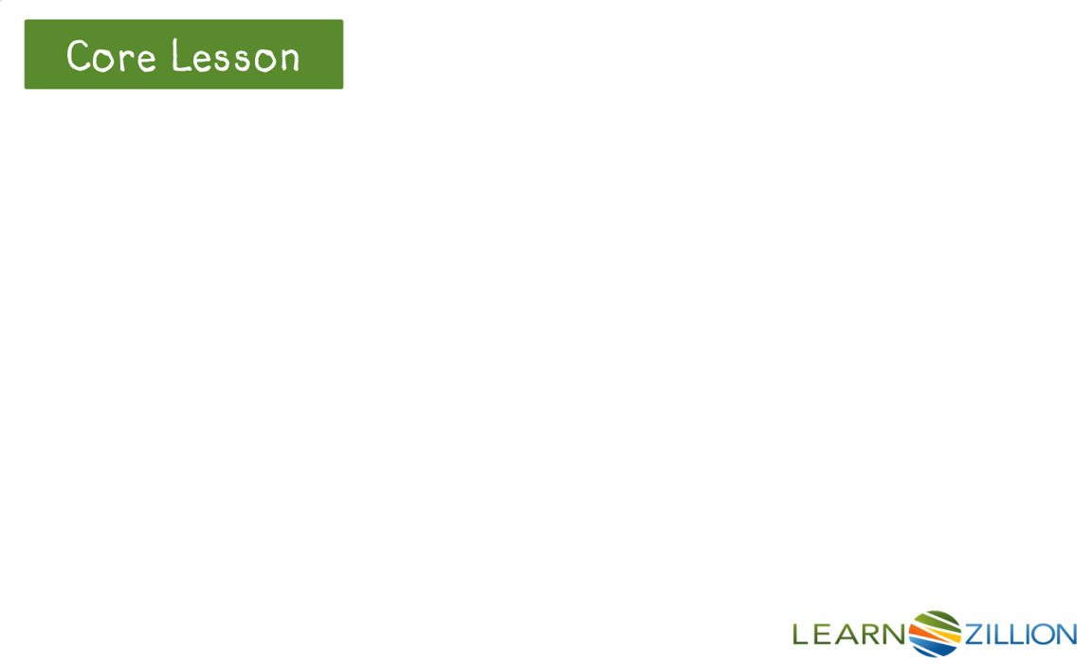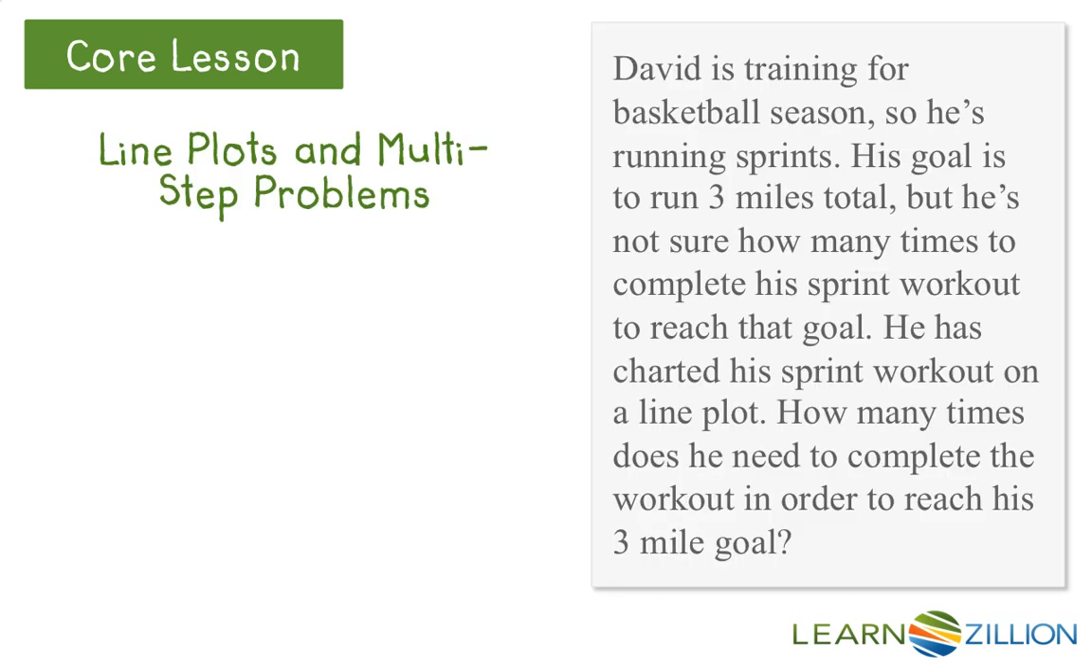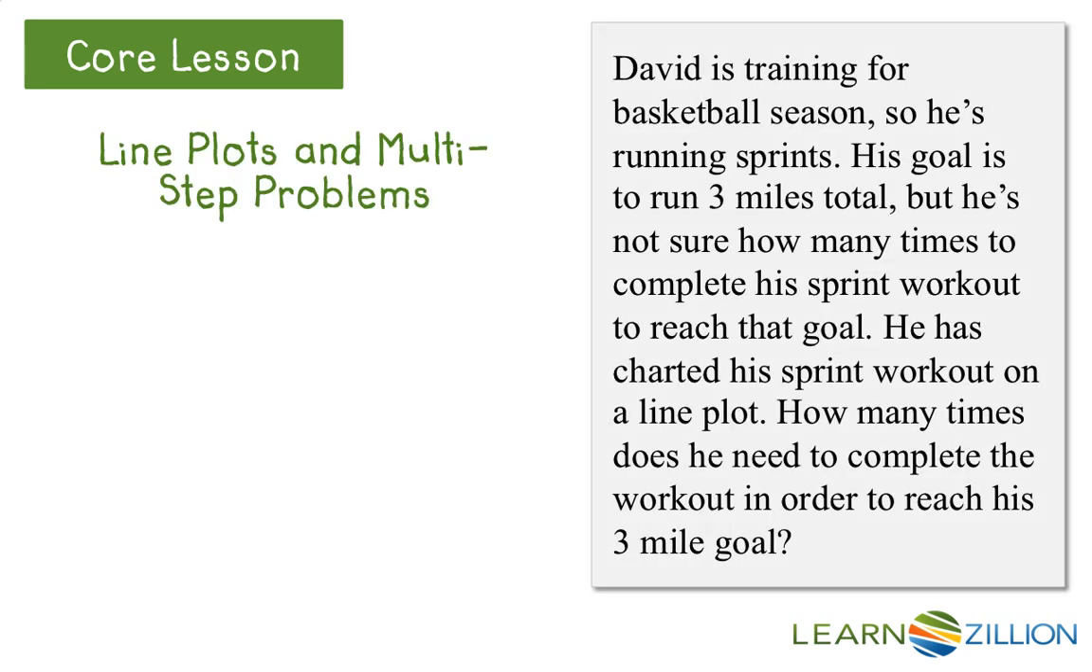Let's use what we know to help us solve the following problem. David is training for basketball season, so he's running sprints. His goal is to run 3 miles total, but he's not sure how many times to complete his sprint workout to reach that goal. He has charted his sprint workout on a line plot. How many times does he need to complete the workout in order to reach his 3-mile goal?